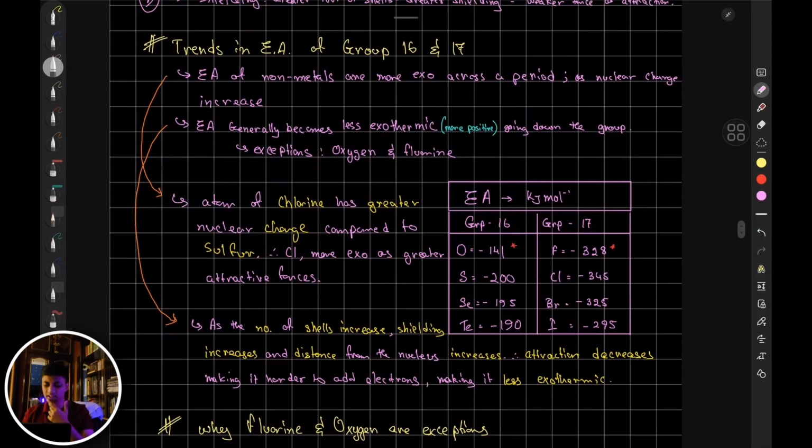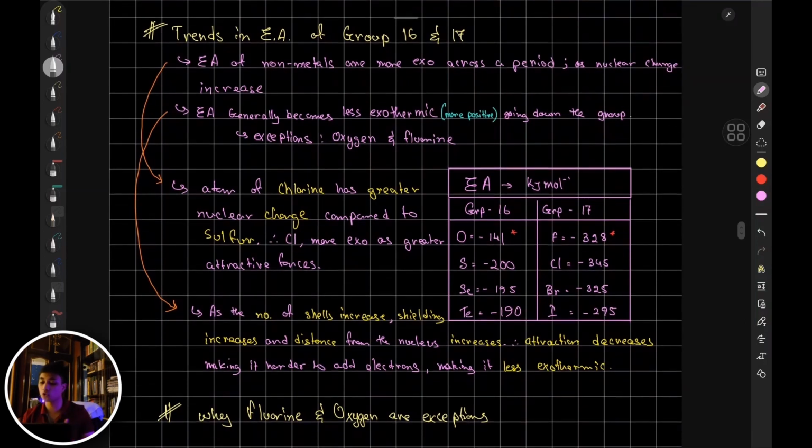So if you, let's say, compare sulfur and chlorine, the number of shells is still the same, but chlorine has a greater nuclear charge, which is why it can have greater attractive forces and pull the electrons in easily, which is why the energy released is going to be greater compared to sulfur. All right.